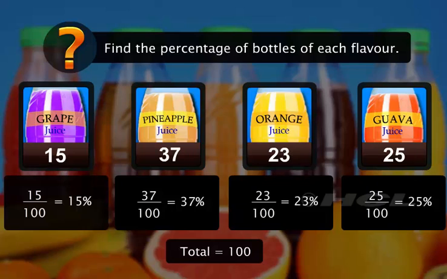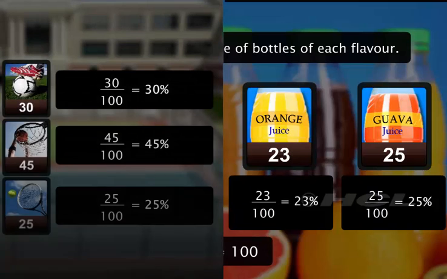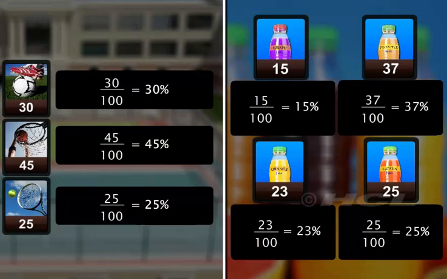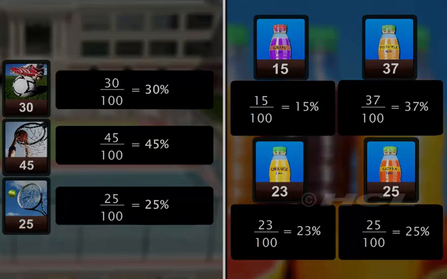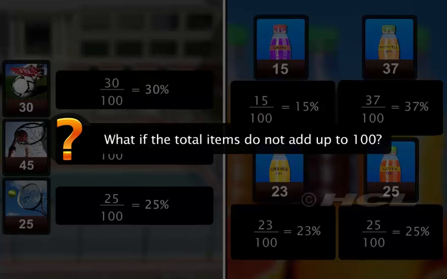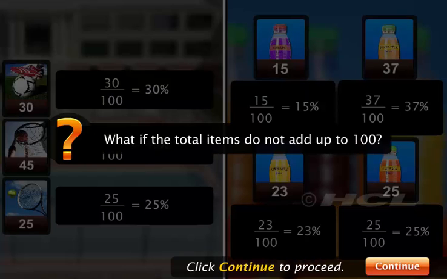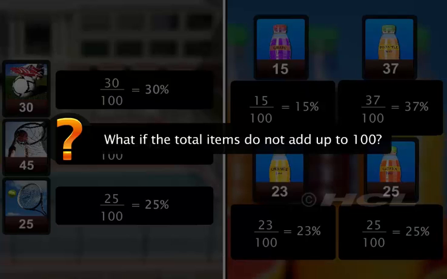So far, we have seen how to calculate the percentage when total items add up to 100, that is, 100 students, 100 juice bottles, etc. But what if the total items do not add up to 100? Well, in such a case, the denominator of the fraction must be converted to 100. Let's understand this with an example.